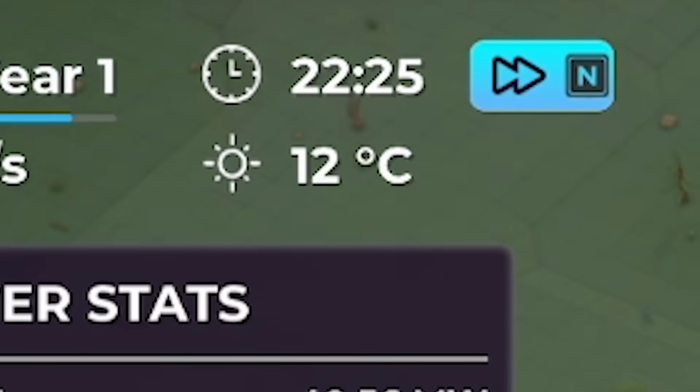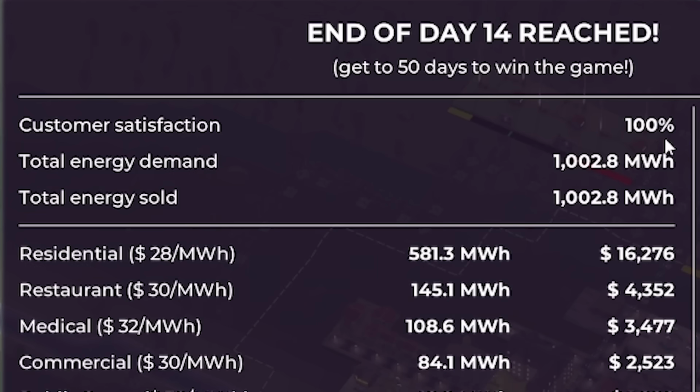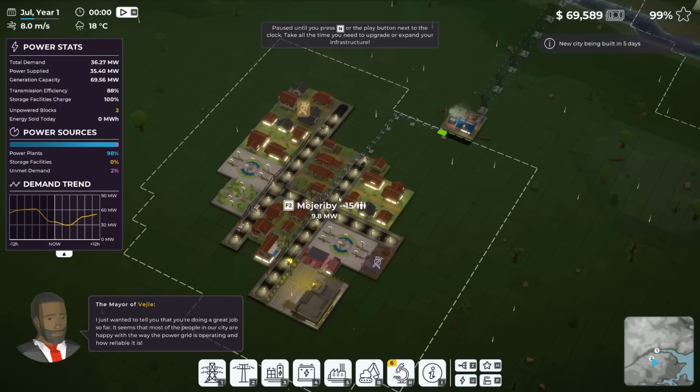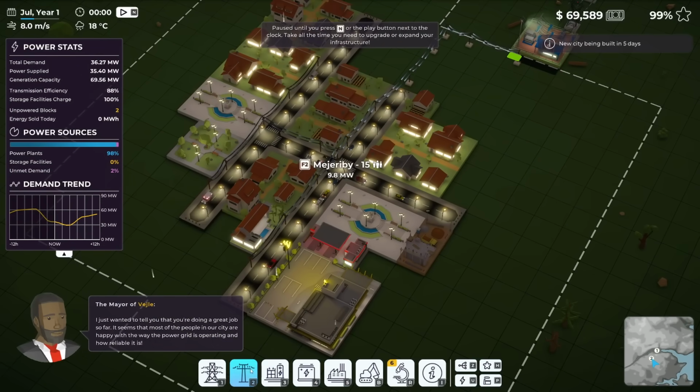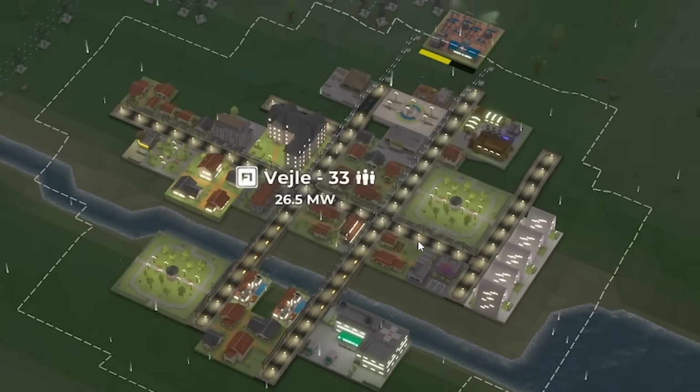Okay, so after another day, is everyone now happy? Customer satisfaction, 100%. We made 20 grand. We are making some cash now. So this city has expanded a bit, so we need to build some low voltage power lines, some up there, extend those ones up there. Meanwhile, this place is all okay.